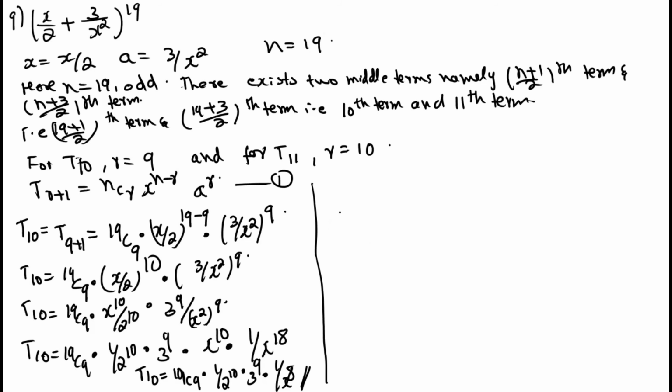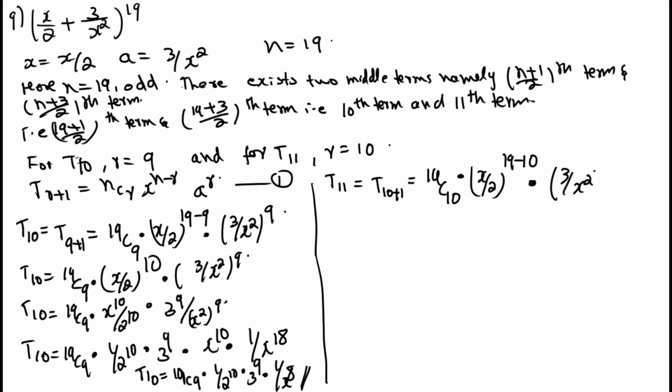Similarly, calculate the second middle term, that is T11. T11 equals T10 plus 1, that is equal to nCr, n is 19, 19C10 into x, that is (x by 2) to the power n minus r, 19 minus 10, into a value, which is (3 by x square) to the power r, r value is 10.